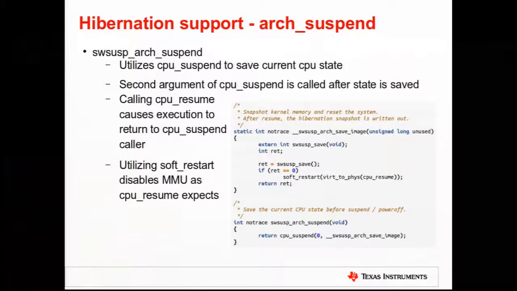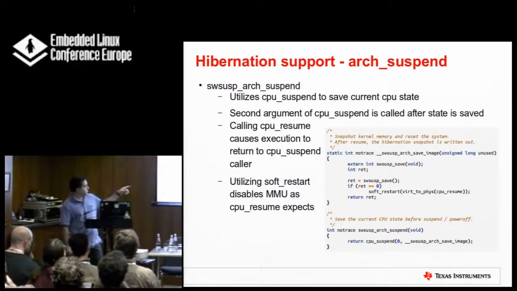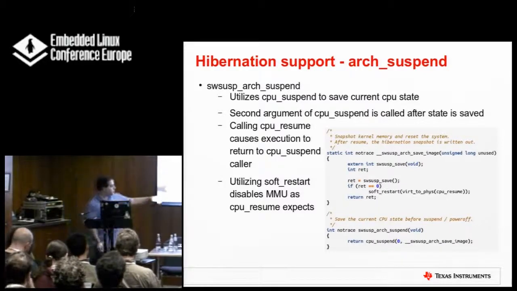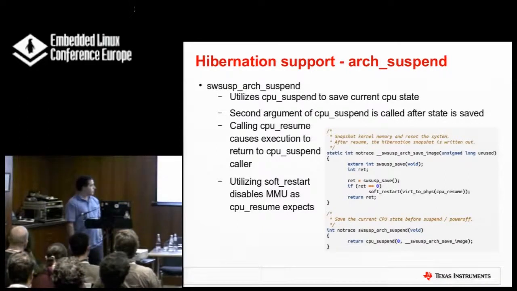So with this CPU resume functionality and CPU suspend functionality, implementing this actually becomes pretty easy, because we can use CPU suspend to save the CPU state exactly, and then once we're done with that, we're running beyond the saved CPU state. So we'll return from CPU suspend when we resume. And the first callback into CPU resume happens here, which will go back and snapshot the system. So there's two returns from arch suspend.